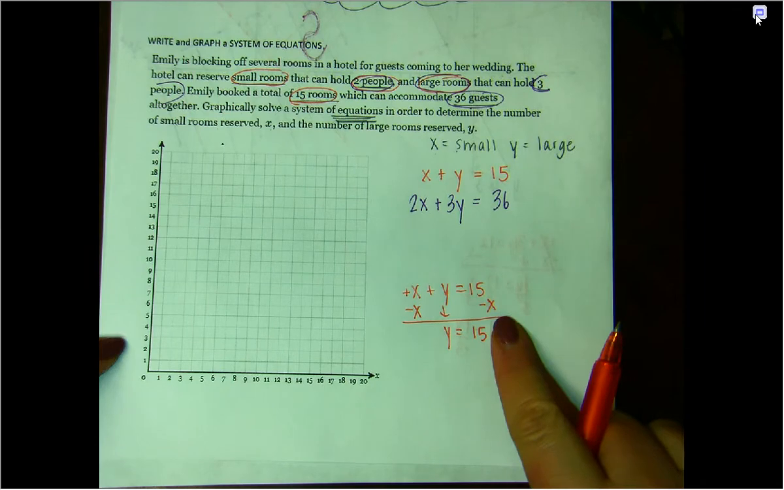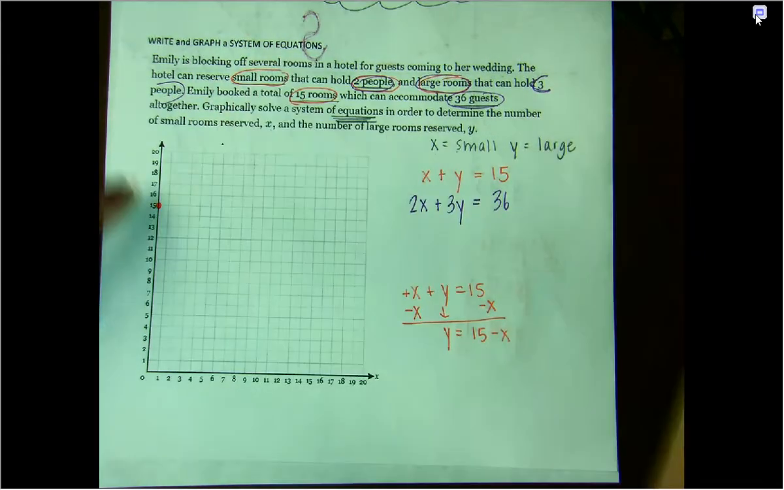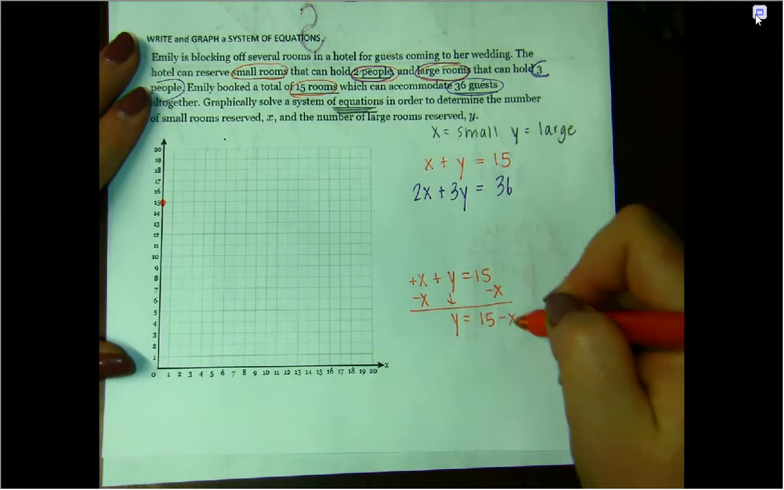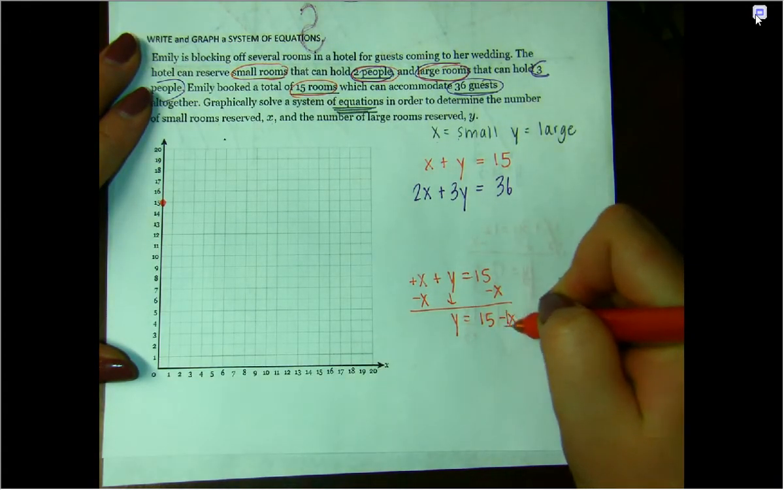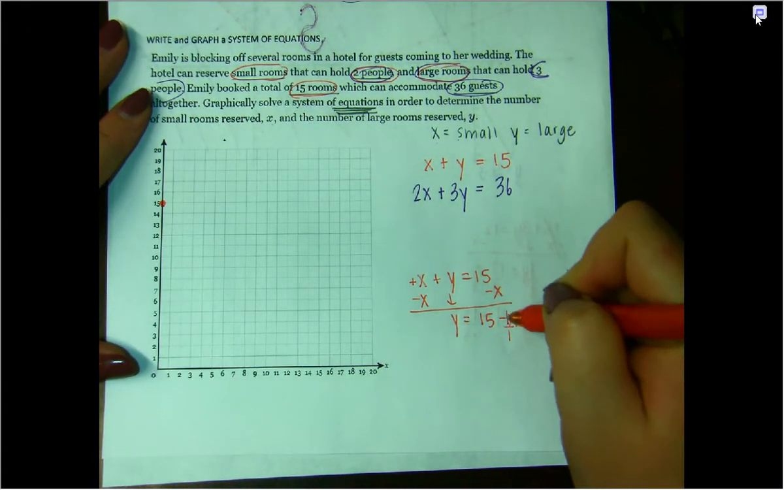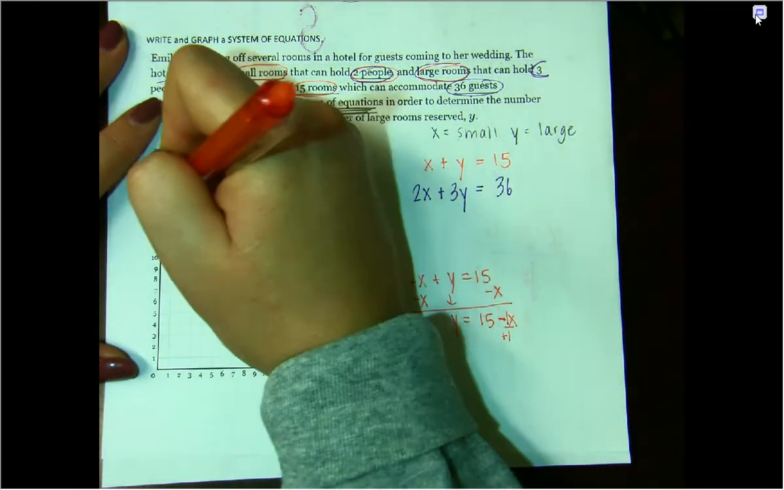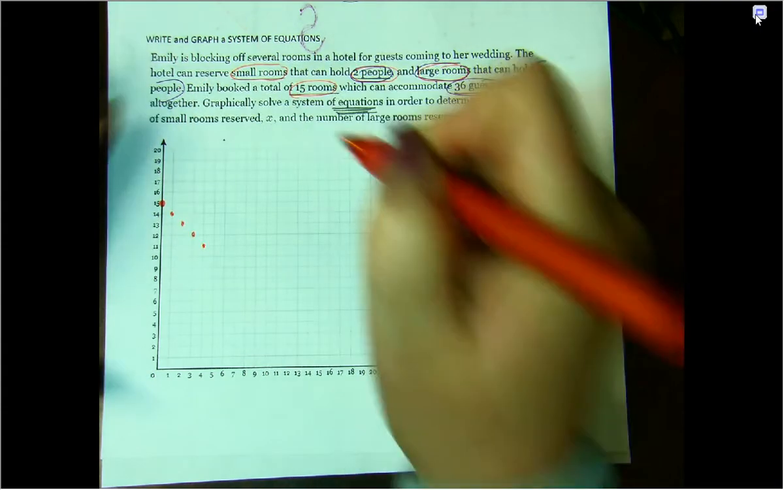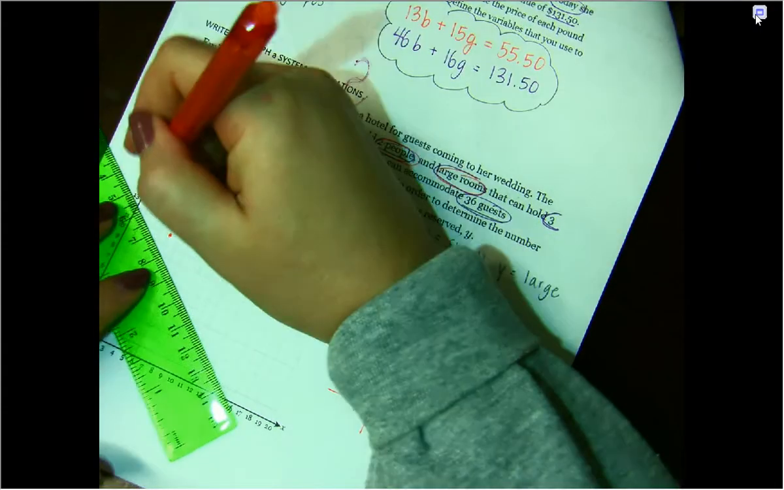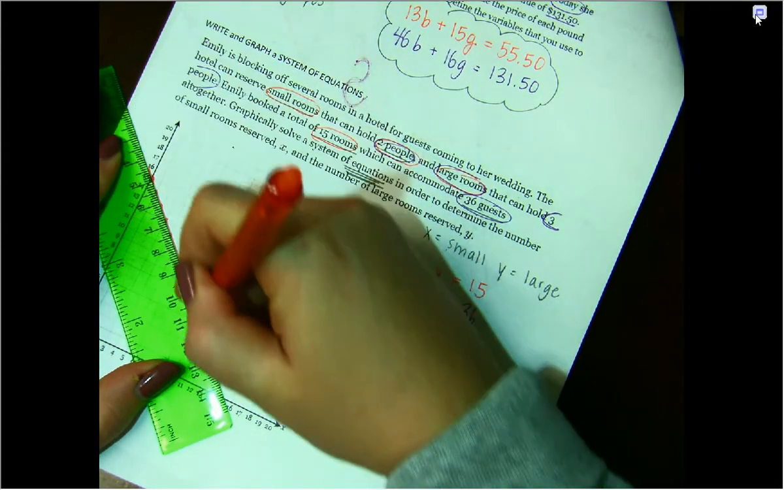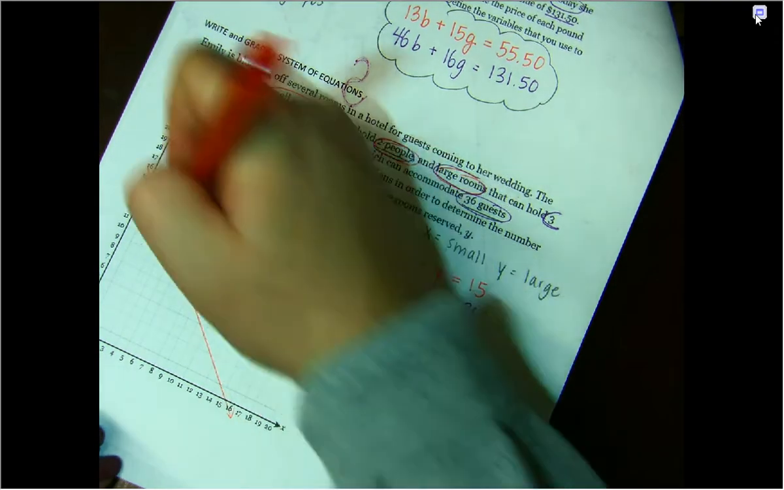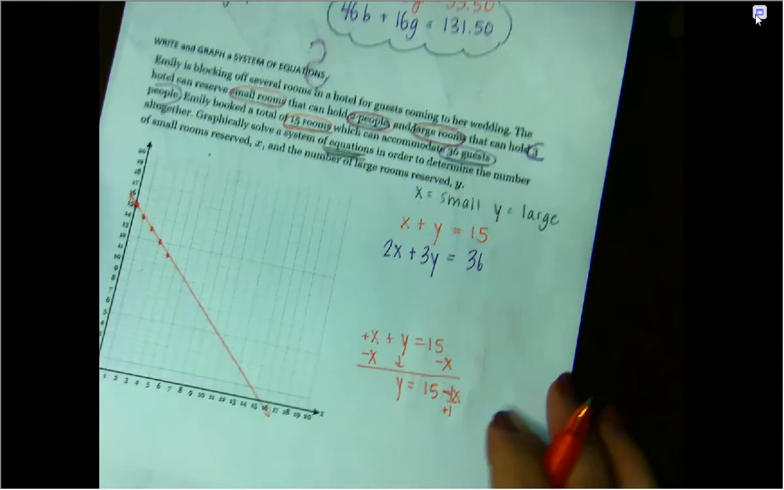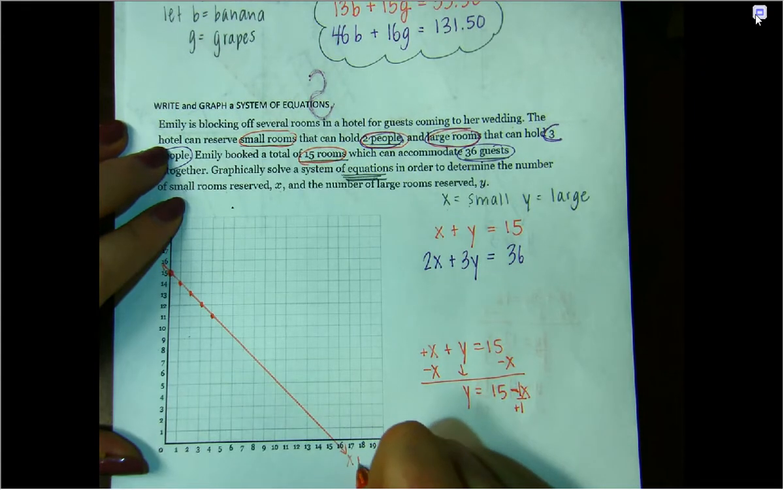Okay, cover my slope, and it says, hey, start at 15. So here is 15 on the y-axis. And remember that in front of the x, I actually have a 1. So I'm going to be down 1 to the right 1, down 1 to the right 1, down 1 to the right 1. Alrighty. So here is my line. Okay. So this is x plus y equals 15.